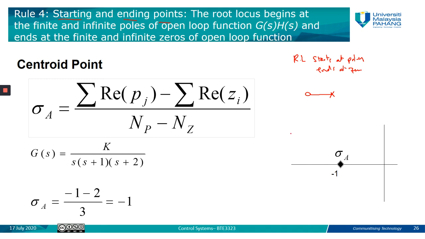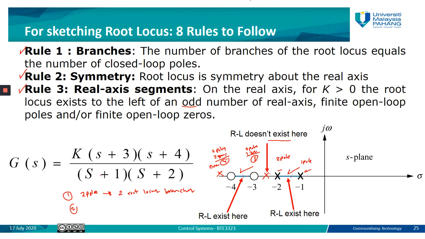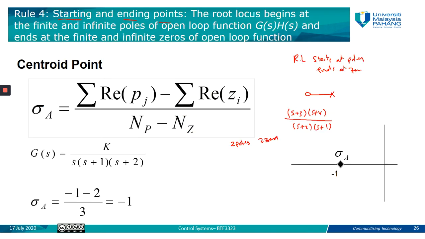So if you have an equal number of poles and zeros, for example, 2 poles and 2 zeros, like the example that we saw before, (s plus 3)(s plus 4) over (s plus 2)(s plus 1). Here we have 2 poles and 2 zeros. We said we have 2 root locus branches because we have 2 poles. Each root locus will start at one pole and end at one zero. So as we see here, the root locus should start at one pole and end at one zero.